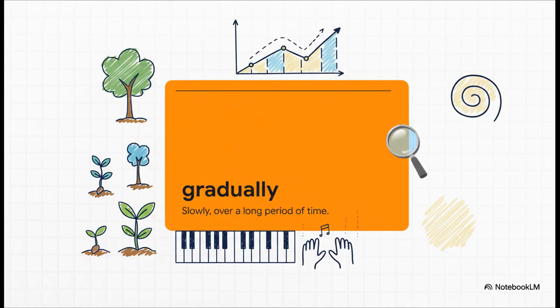Next up, we have an adverb of time, gradually. This word describes something that happens slowly, over a period of time, not all at once. Like watching a flower grow, it happens gradually. We often use it with verbs that show change, like gradually increase or gradually fade. For example, she gradually learned the new system at work.